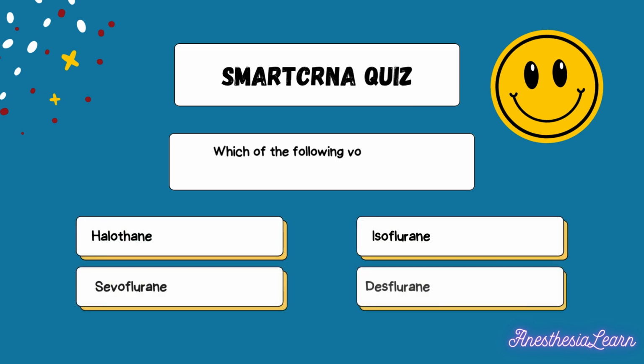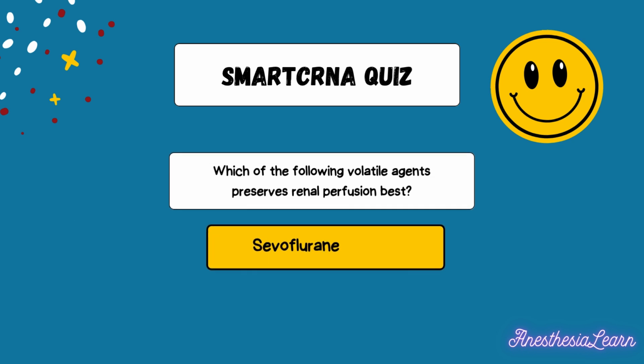Which of the following volatile agents preserves renal perfusion best? Halothane, isoflurane, sevoflurane, desflurane. Sevoflurane. Sevoflurane is associated with better renal perfusion maintenance due to minimal sympathetic stimulation and stable hemodynamics.